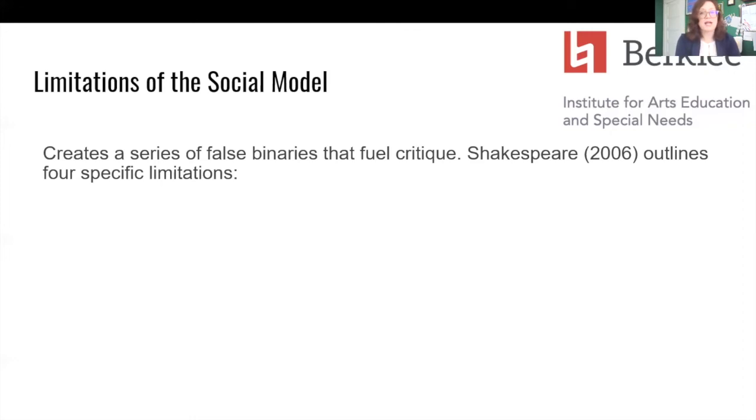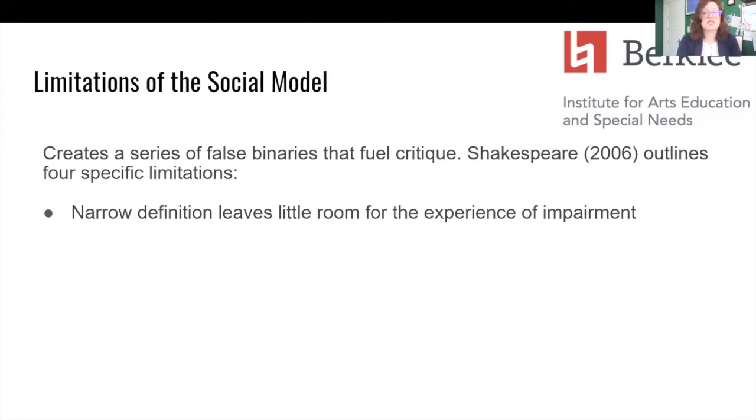Tom Shakespeare outlines 4 specific limitations. He's not the first scholar to surface these, but I highlight his piece because it puts them together in a clear and succinct way. First, the limited definition of disability in the social model doesn't leave a lot of room for experiences of impairment. So people with pain or chronic illness, with cognitive or sensory disabilities, these aren't really captured as the social model privileges folks with more static physical disability experiences.